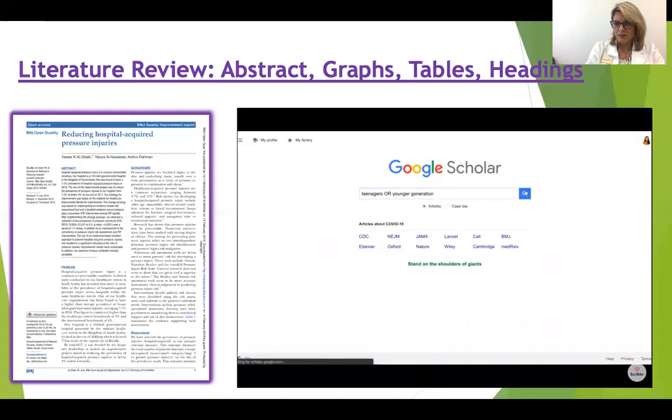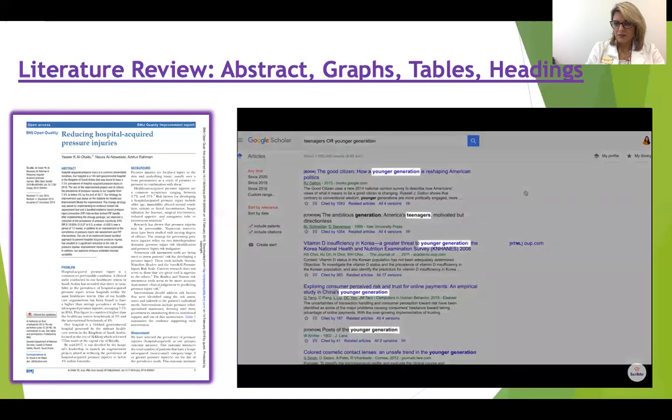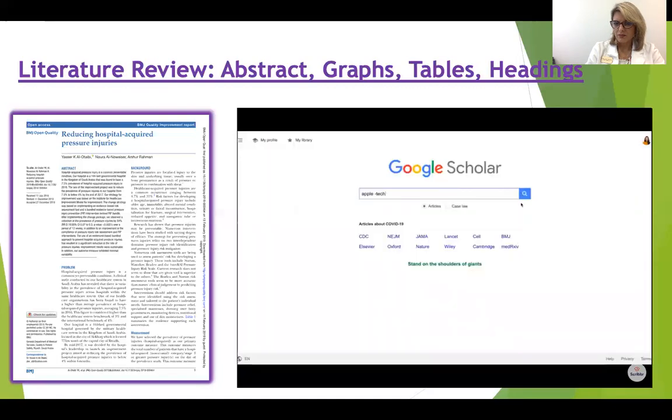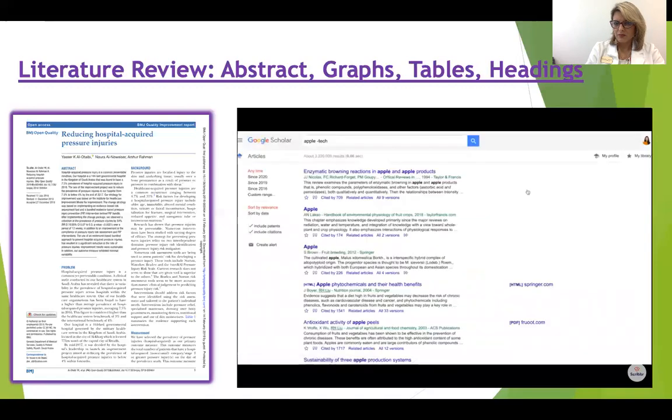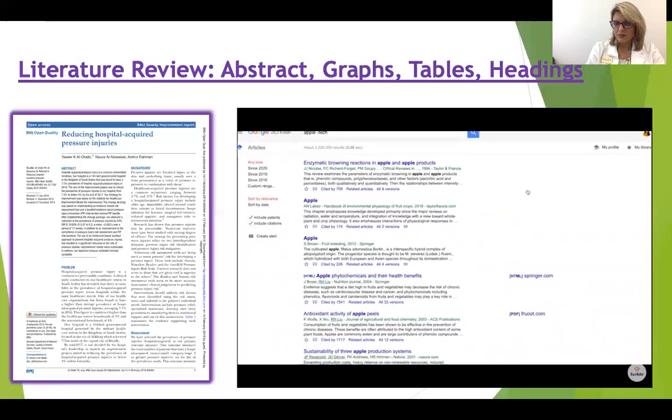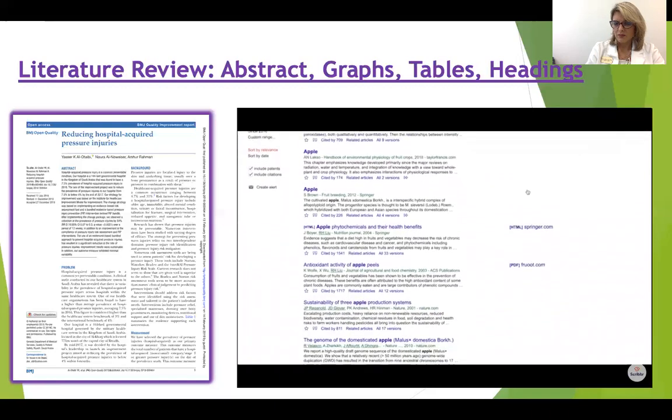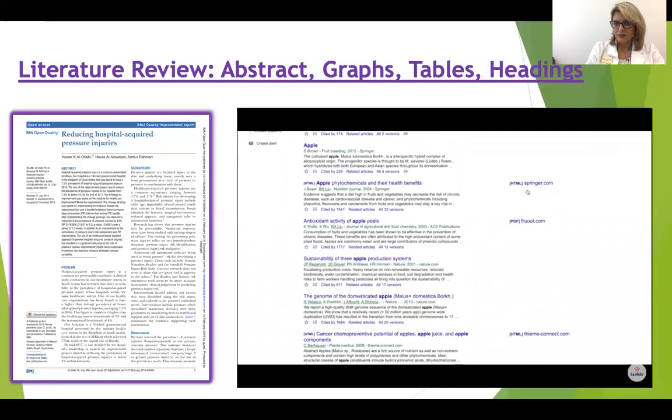Use OR to search for either of the synonyms. And for terms you don't want in your results, for example, if you're searching for the fruit apple and not the tech giant, we can use the minus sign to exclude technology, iPhone, Mac, etc.